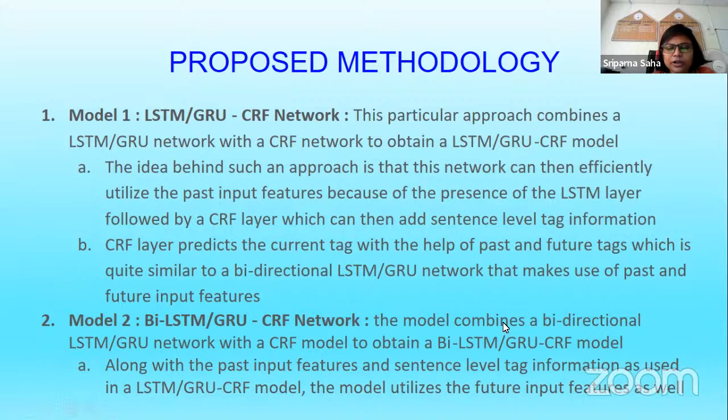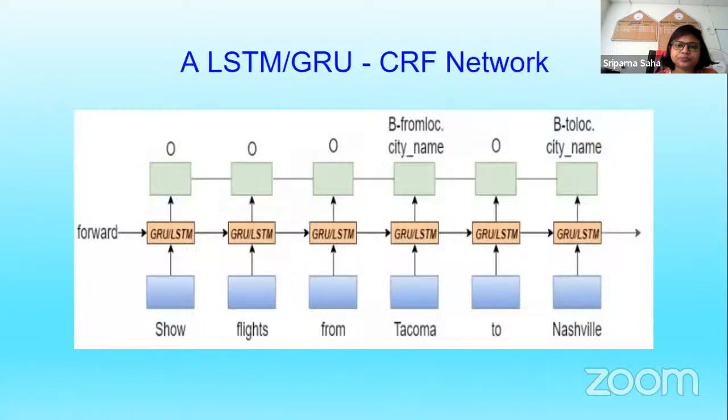So this model combines a bidirectional LSTM or GRU network with a CRF model to obtain a BiLSTM GRU CRF model. Along with the past input features and the sentence level tag information as used in an LSTM GRU CRF model, the model utilizes the future input features as well. So this is the model. You can see that either we can have a GRU LSTM, with the sentence: show flights from Tacoma to Nashville. These are the words given individually to the GRU LSTM model, and then we are predicting B-from-location city name, B-to-location city name.